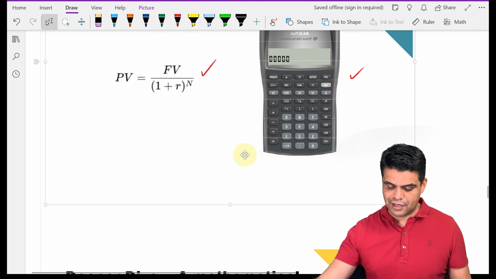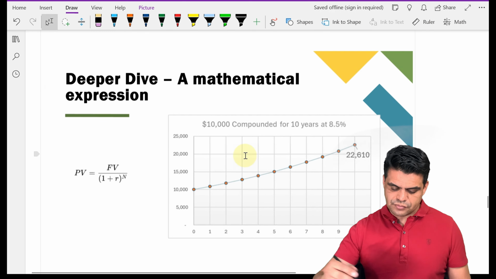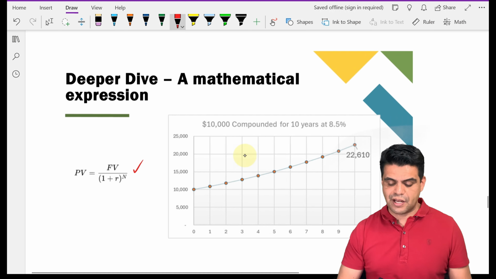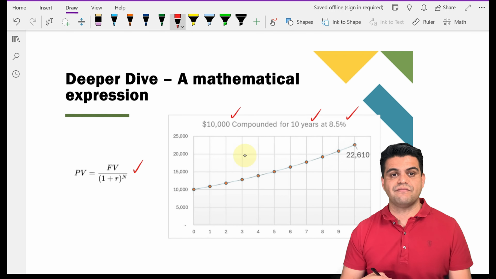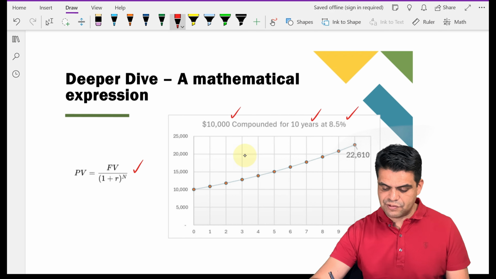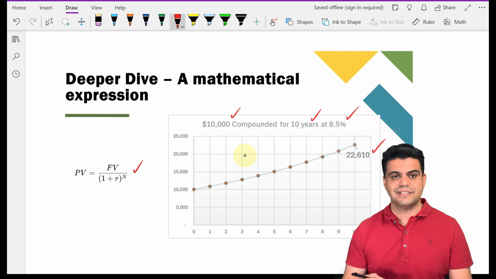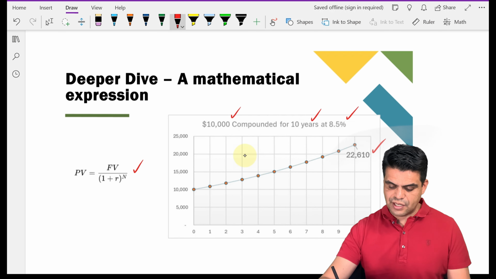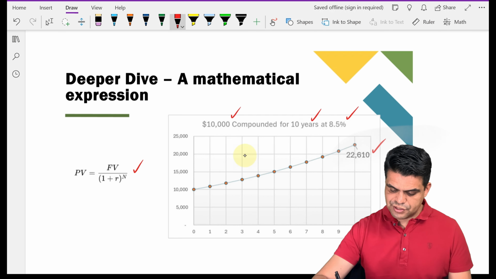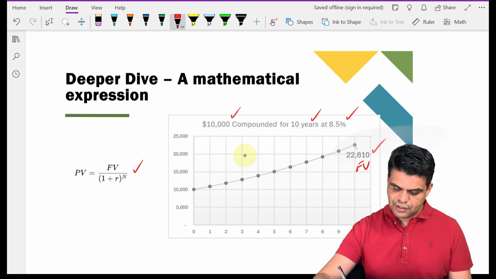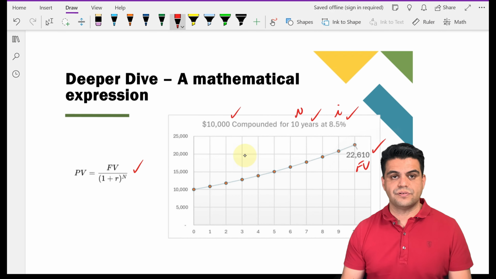Okay, and what do I mean by that? So let's go here. Again, we have the formula for present value, and you can see that this question here is the same as I showed earlier. $10,000 compounded for 10 years at 8.5%. Now, I already have the result here, $22,610. You can see that if we discount this $22,610, so this is our future value, right? This is our time period, and this is our interest rate.